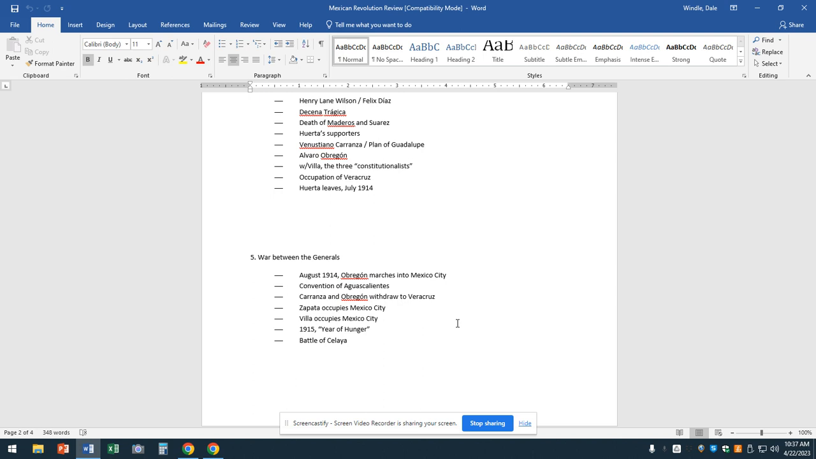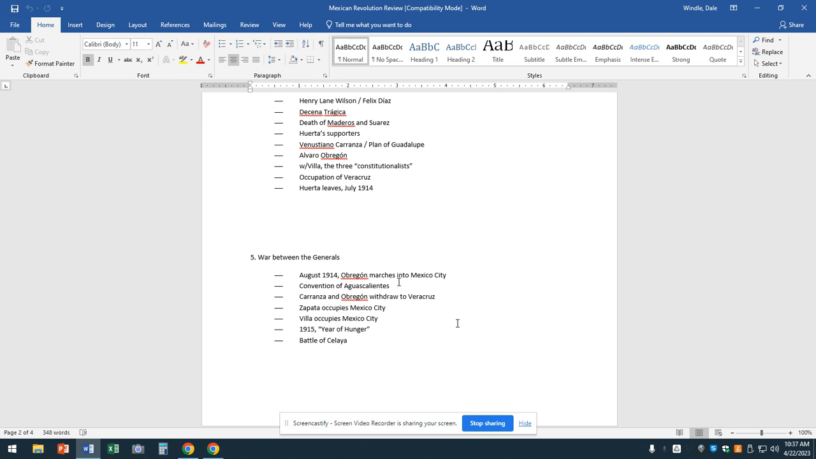Carranza sort of establishes provisional control of the country, but he needs to get rid of Zapata and Villa, and he convinces Obregon to plot this battle with Villa, the Battle of Celaya, which is a terrible defeat for Villa. He's not dead, and he doesn't go away, but he is essentially eliminated as a major military force.